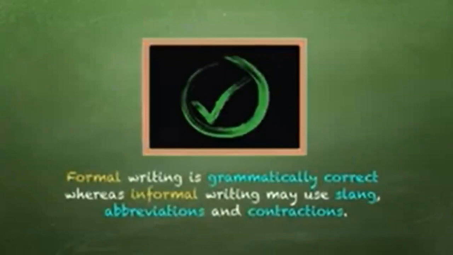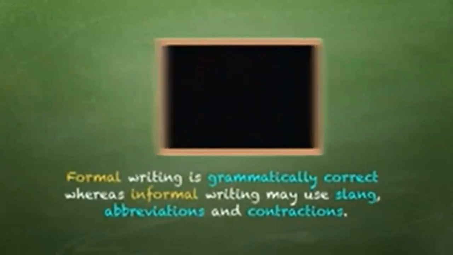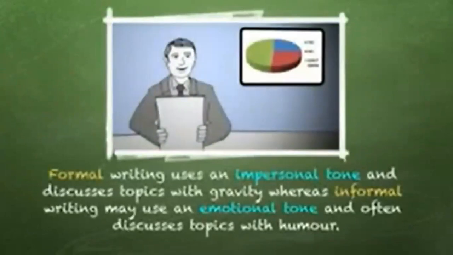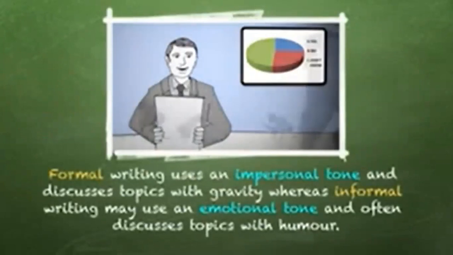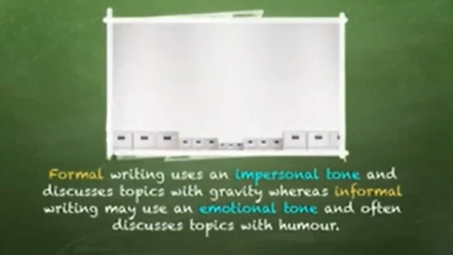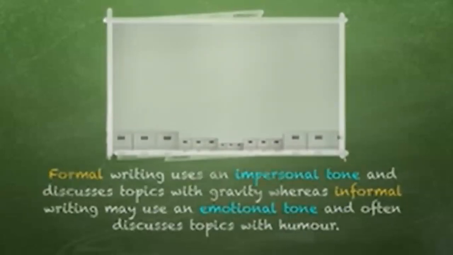Formal writing is grammatically correct, whereas informal writing may use slang, abbreviations, and contractions. Formal writing uses an impersonal tone and discusses topics with gravity, whereas informal writing may use an emotional tone and often discusses topics with humor.